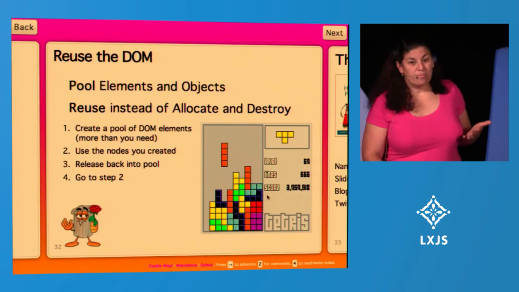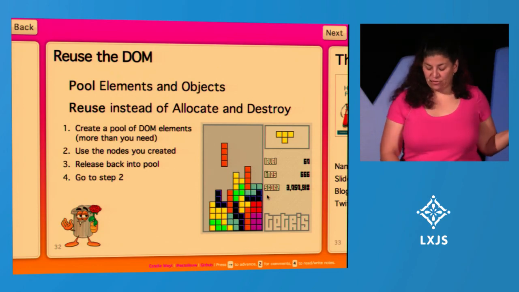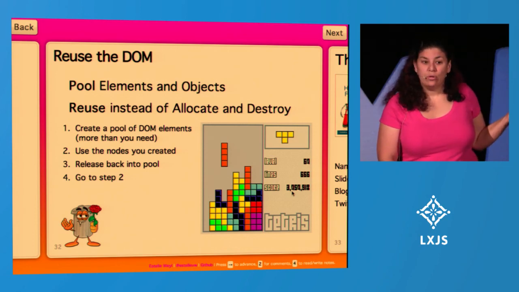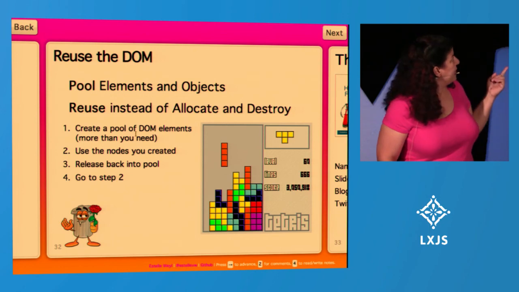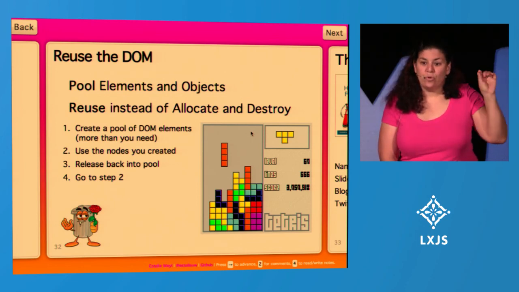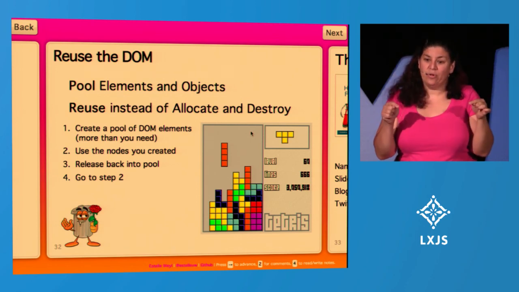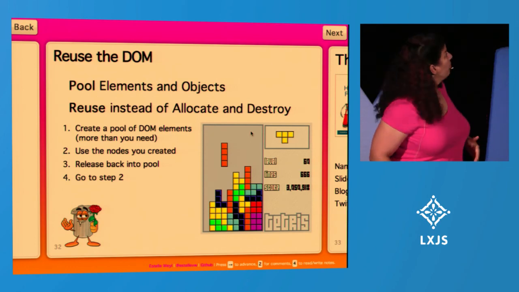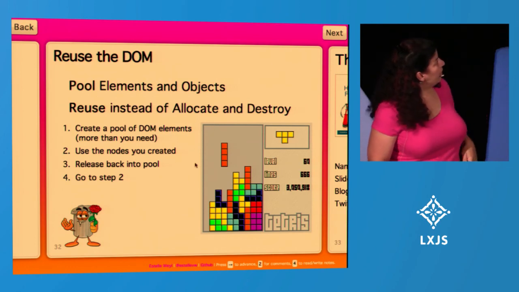As an example, here's a game of Tetris. The score that this person got was 3 million. Can you imagine if every DOM node was just tossed away and waiting for garbage collection? Instead, you can do 12 by 30, or whatever the size of this thing is, and use just that many DOM nodes and reallocate them instead of destroying them. Reuse instead of allocate and destroy.